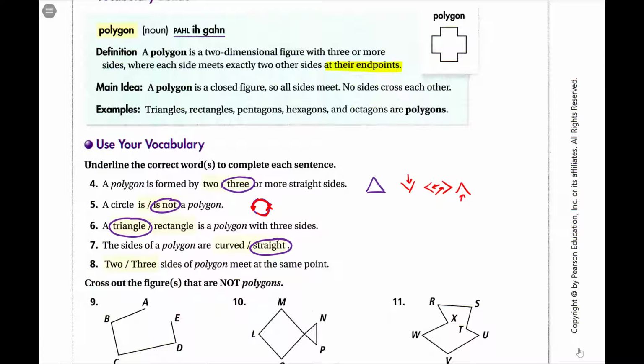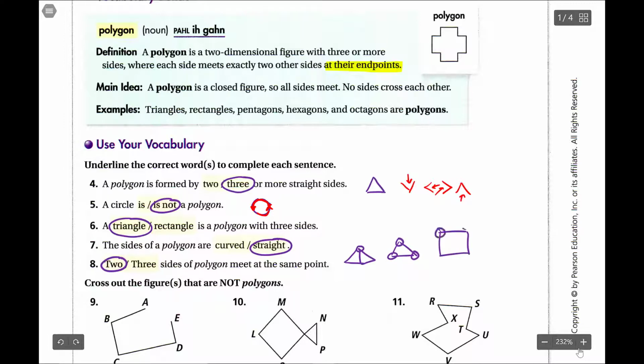Number 8, 2 or 3 sides of a polygon meet at the same point, and that's always going to be 2. If we had 3 sides meeting at the same point, as in this example, we would probably end up creating either a 3-dimensional shape or simply a 2-dimensional object that is not a polygon. It has to have the property that 2 sides meet at the same point. Any polygon that you draw will always have this property.